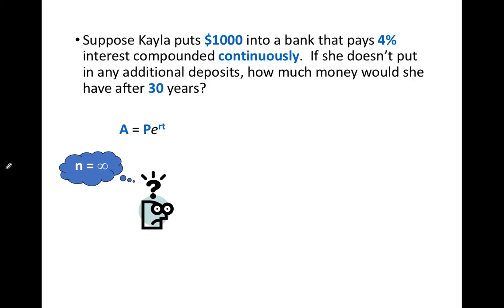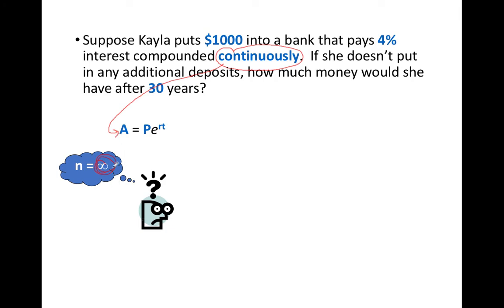You have to use Pert. I don't know if any of you are old enough to remember Pert shampoo. Notice that n is gone. There's no n because n is infinity. The n is in this equation, it's just hidden, and it's calculus that got it for us. But if you are getting interest continuously, you can't use the first formula, you must use Pert.